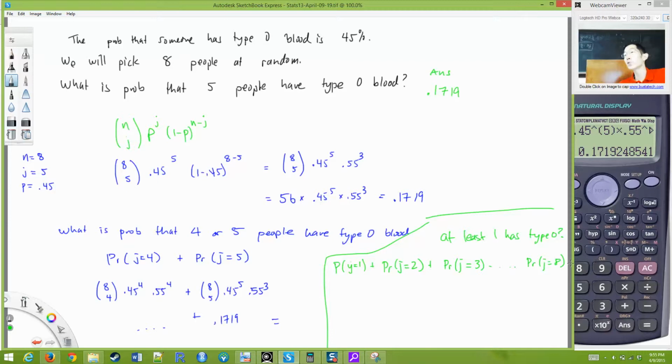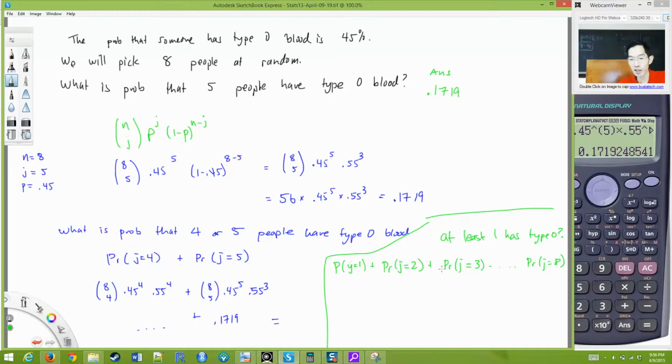I said at least one is equal to the complement of what? Of getting 0, right? So you either got 0 or you got at least 1. For the rest of your life, you're either going to get 0 of something or at least 1 of something. There's no other possibilities, whatever you're talking about.